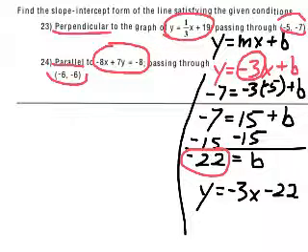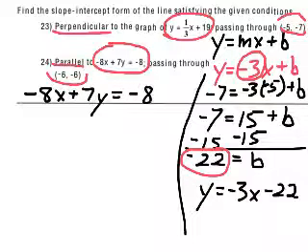I mean, if you're really sharp, you might be able to manipulate this whole thing in your mind, but I think that's taking chances, because it's so easy to drop a sign when you're just doing it in your head, or get the numbers backwards or something. So I much prefer doing it on paper. So I've got to change it to slope-intercept form first. I've got -8x plus 7y equals negative 8.